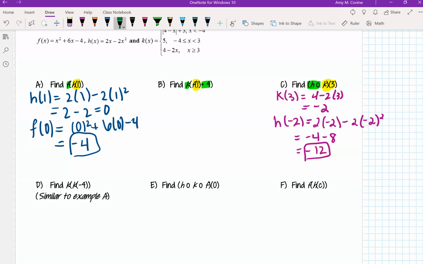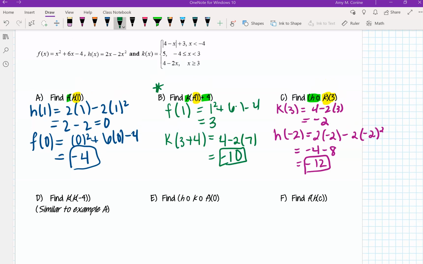All right, so I want you to try to do this one on your own. See if you can do that. You're going to do f of 1 first, and then you're going to add the 4 and then do k of whatever that is. So go ahead and do that now. All right, so when you plug in 1 for f, you get an output of 3. So then that output, we're going to add 4 to it, and we should get negative 10 as our final answer.